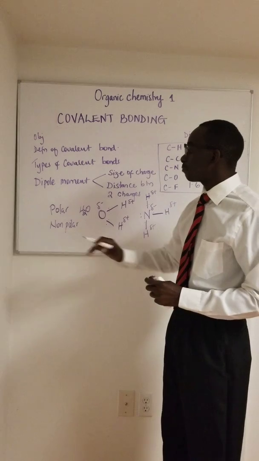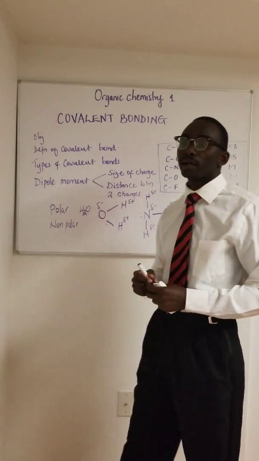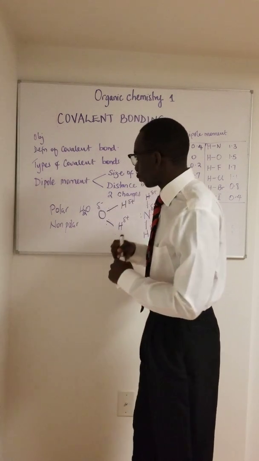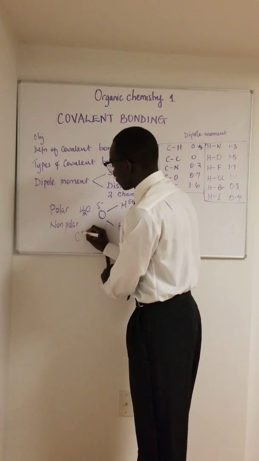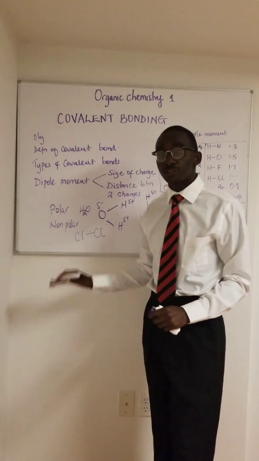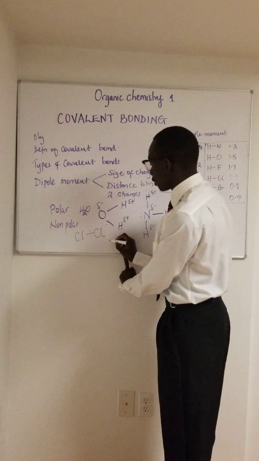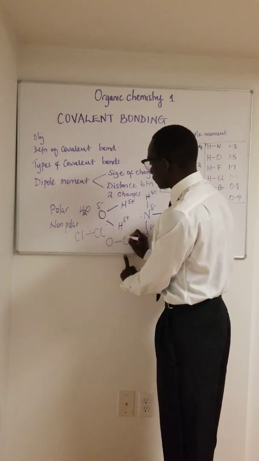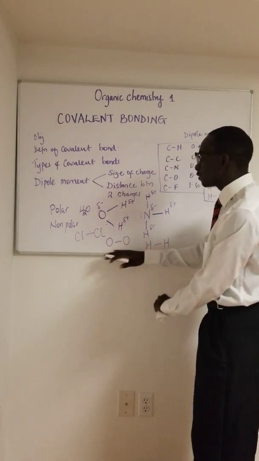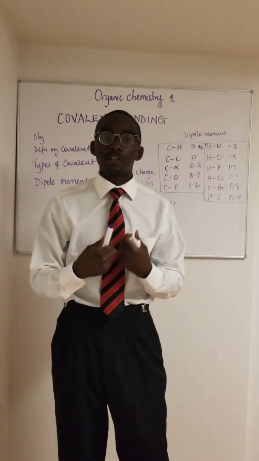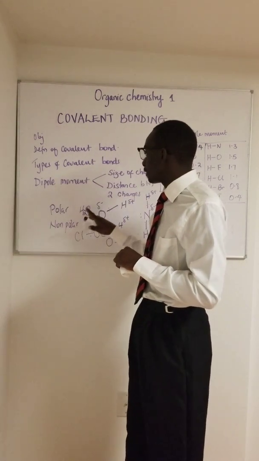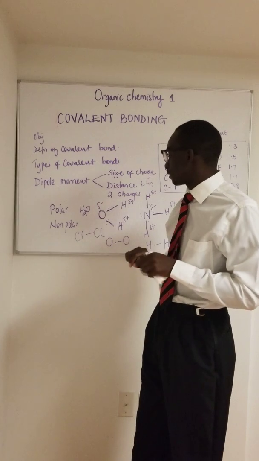A non-polar covalent bond, on the other hand, is one where electrons are shared equally. A good example of this is when chlorine bonds with chlorine, they both share these two electrons equally. The same applies to oxygen and oxygen, hydrogen and hydrogen, because these two have the same electronegativity potential, so the pull is going to be equal, so we won't have any partial negatives and partial positives.